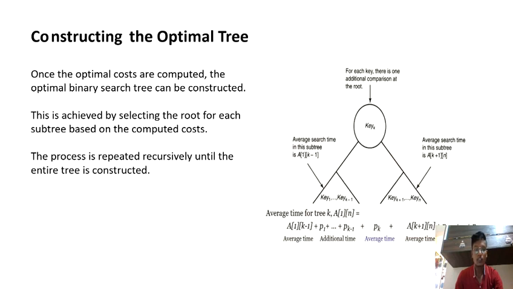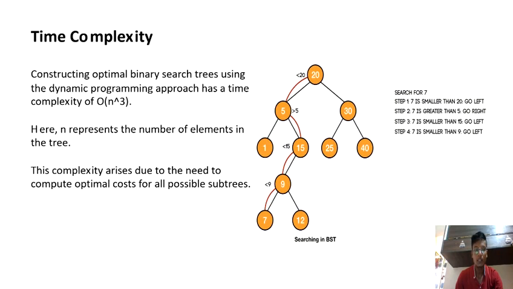Next one is constructing the optimal tree. Once the optimal costs are computed, the optimal binary search tree can be constructed. This is achieved by selecting the root of each subtree based on the computed cost. This process is repeated recursively until the entire tree is constructed. Here you can see the formula to construct a tree and the average time, and all you can see in this diagram.